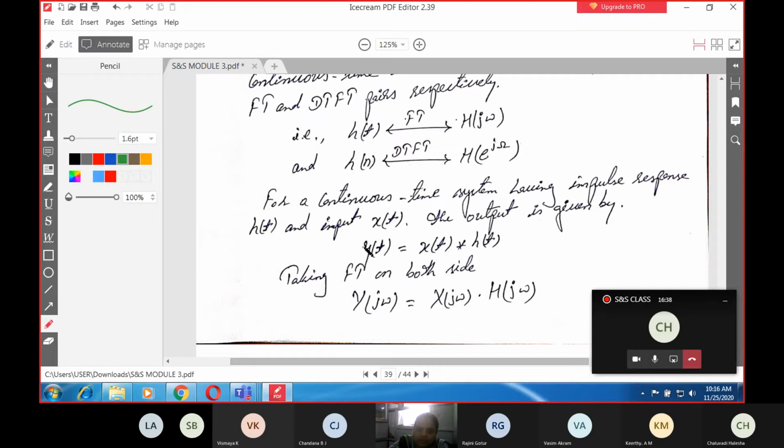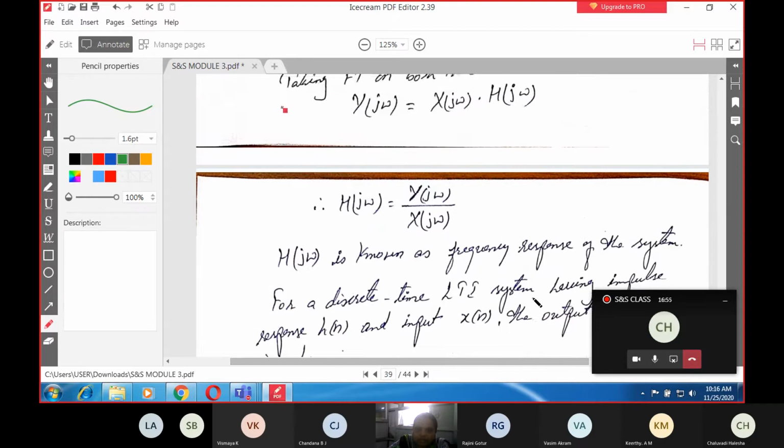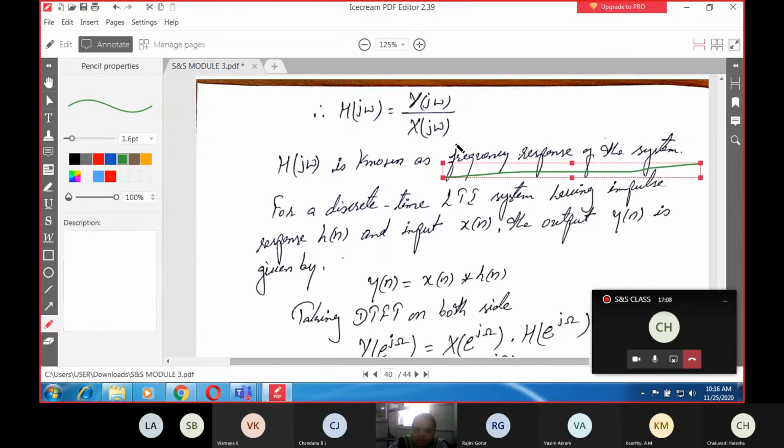For a continuous time system having impulse response h of t and input x of t, the output is given as y of t is equal to x of t convolution with h of t. Taking Fourier transform on both sides, you will get Y of j omega is equal to X of j omega into H of j omega. Then H of j omega is equal to Y of j omega divided by X of j omega. Now H of j omega is known as the frequency response of the system.